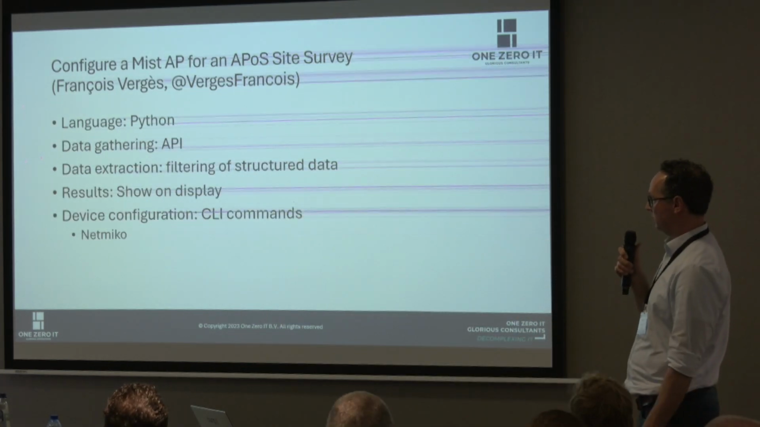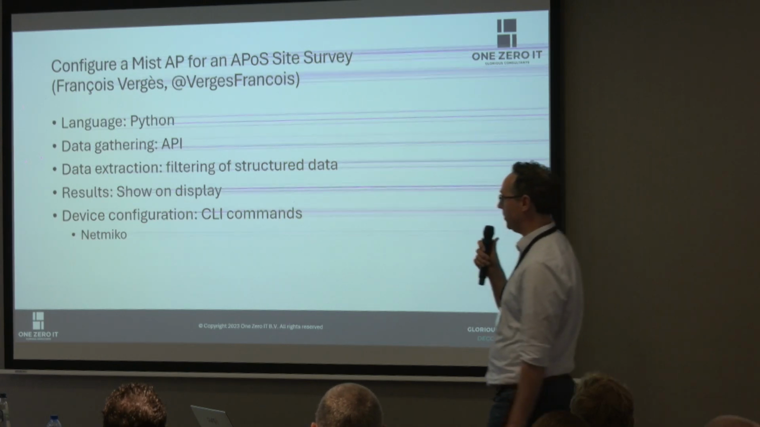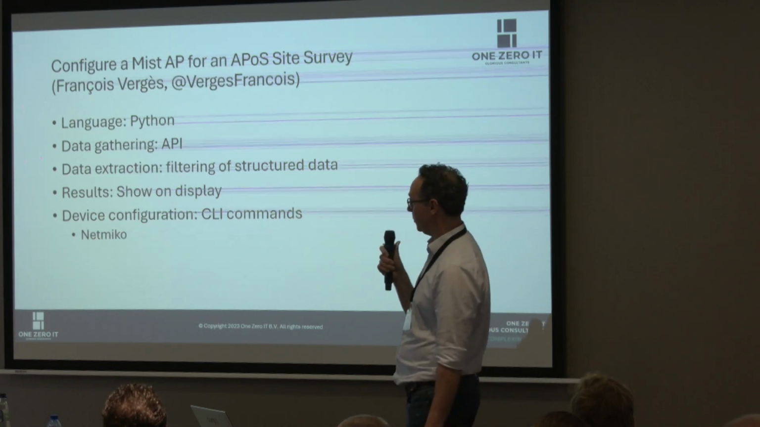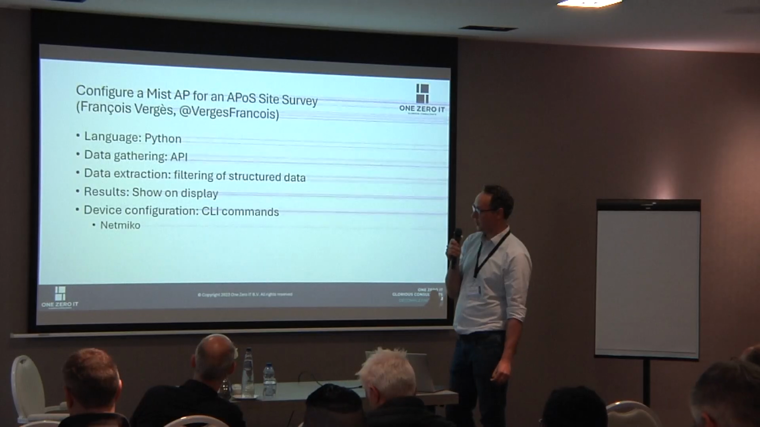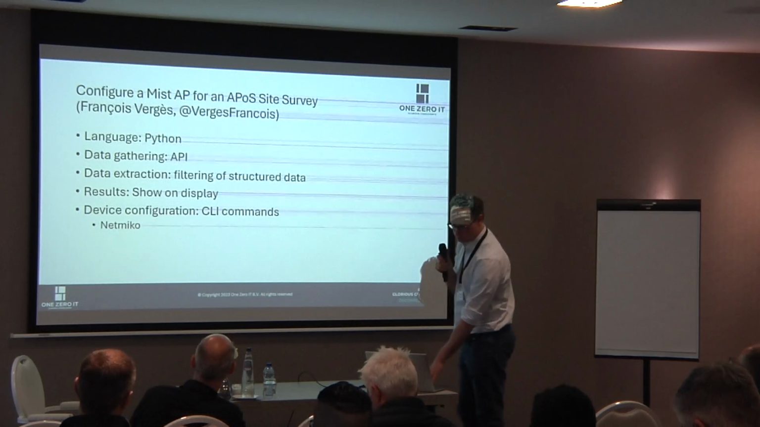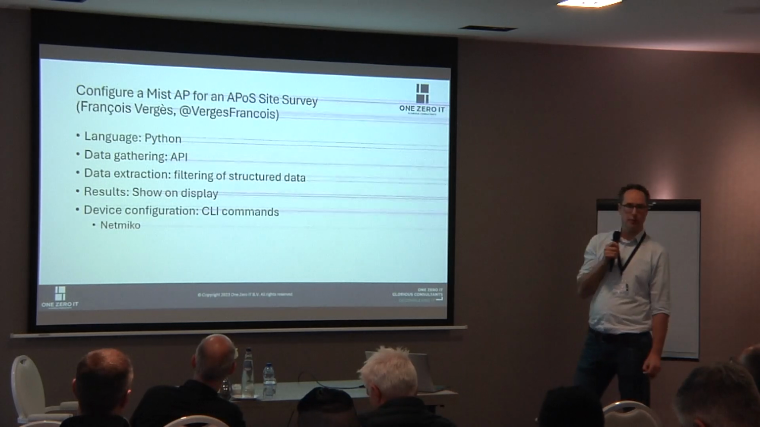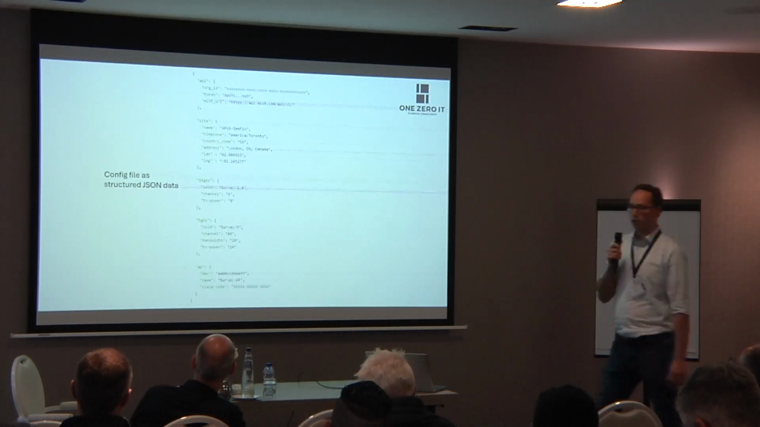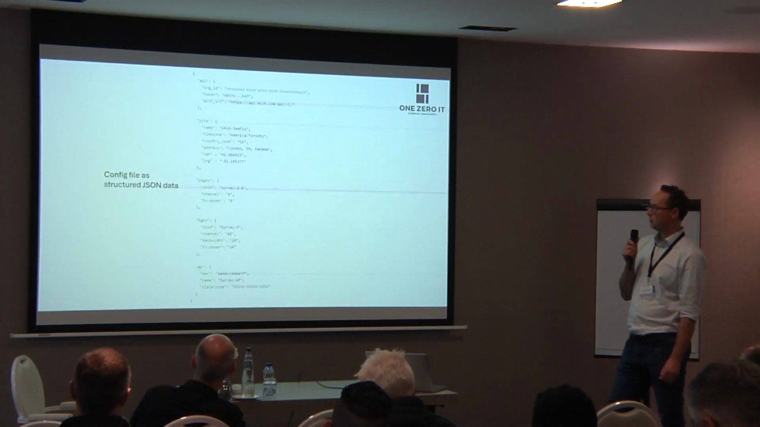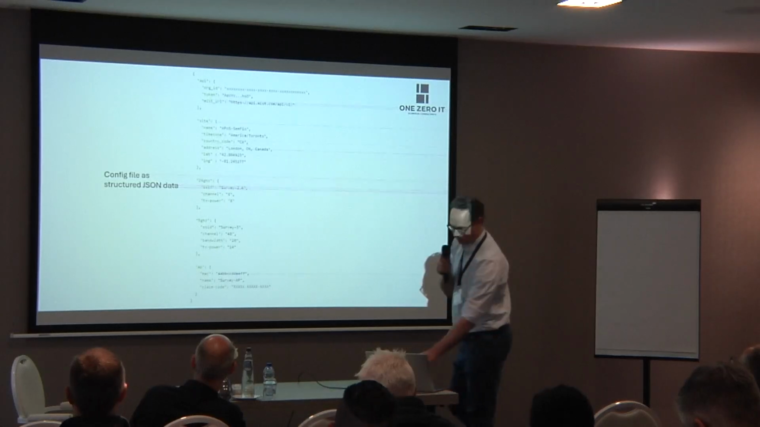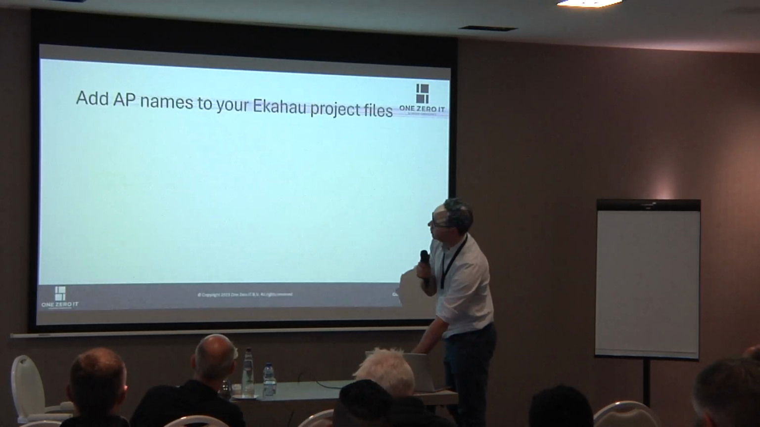He writes in Python. Well, it's Mist, so he does the data gathering with the API. It's filtering of structured data, so that's nice. He shows the results right on display, and he does the device configuration, and that's one mistake I see here. It's not CLI commands, but he does API calls. And here's a config file for the AP on a stick as JSON data, and you can see that it's neatly structured. You can get your data in and out easily. You don't have to do much effort for it.